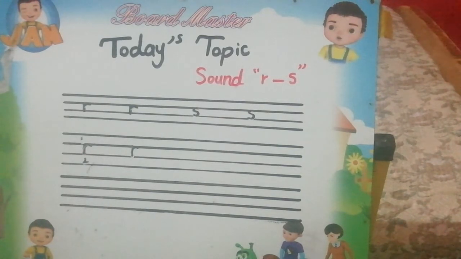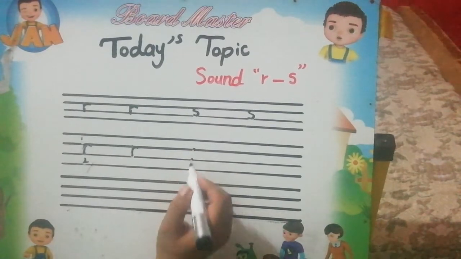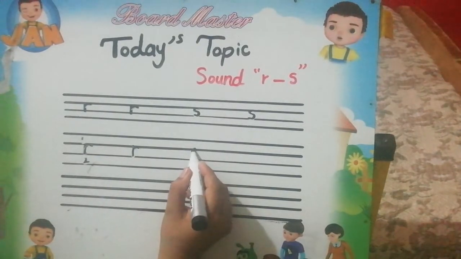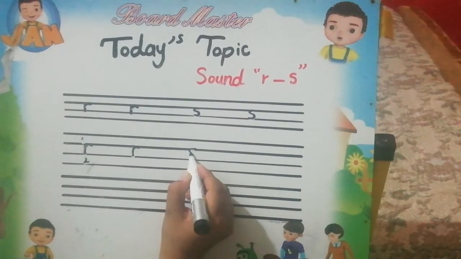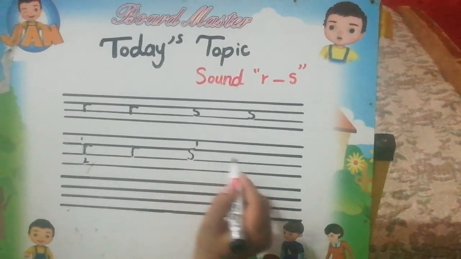What is our next sound? Our next sound is S. So it's also in the middle of these two lines. We will write S in the middle of these two lines. We will write s like this. It's s. S has only one stroke.